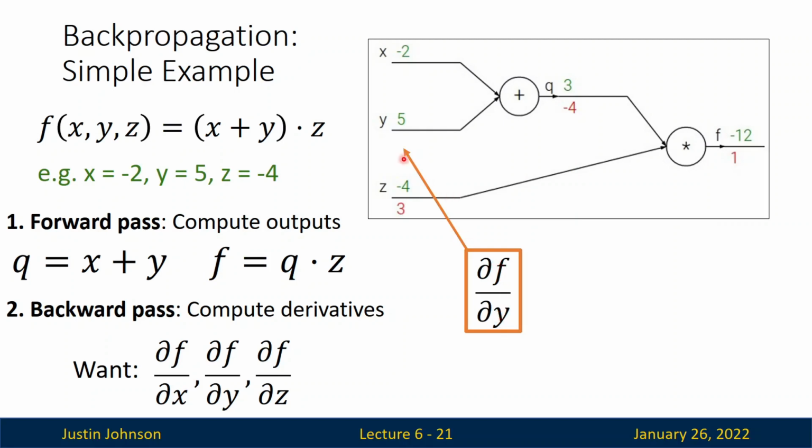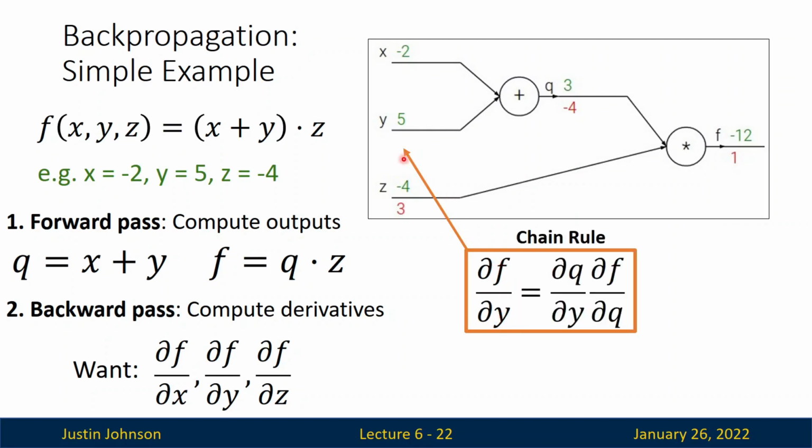The df/dy, by definition, according to the chain rule, is df/dq times dq/dy. And df/dq, we know, is -4 here. And here dq/dy, what should it be? Because q is x plus y, dq/dy should be 1. So this is 1, and this is -4, so the result here should be -4.